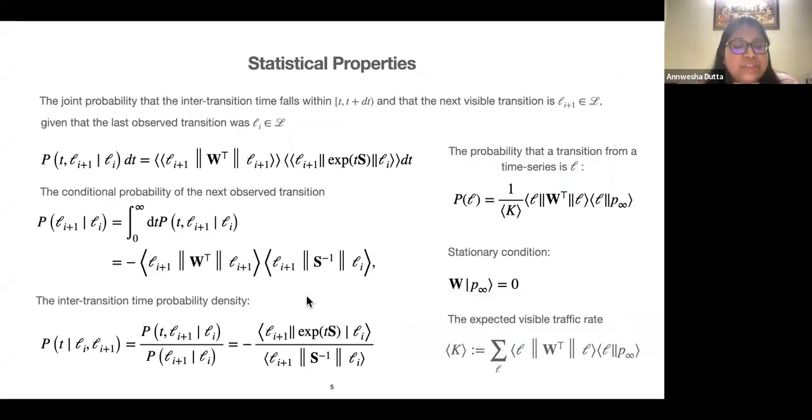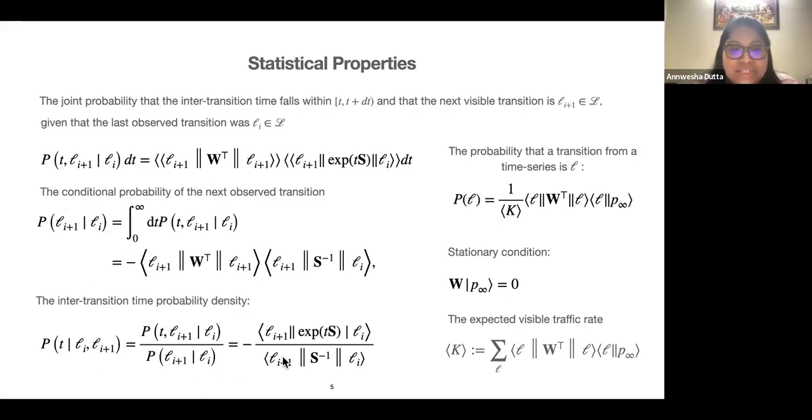Using this framework, we can compute the joint probability that there is an intertransition time that falls within T and T plus dT, and that the next visible transition is L_{i+1}, given that we have observed a transition L_i. We can also compute the conditional probability of the next observed transition, given that L_i has occurred. Using these two quantities, and Bayes' theorem, we get to the expression for the intertransition time probability density.